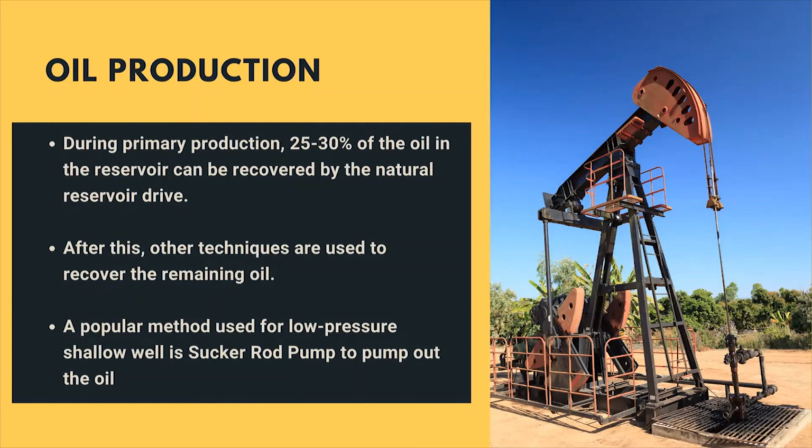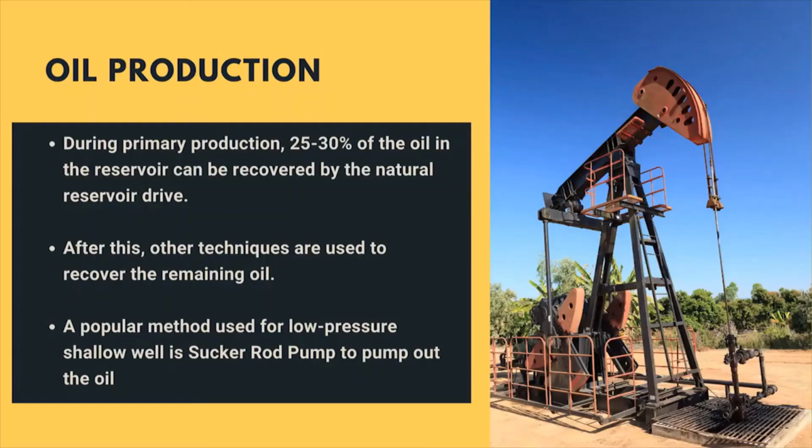But once this starts declining, we have to put up an additional mechanism to take out the oil. One important piece of equipment used is the sucker rod pump. The popular method used for low pressure shallow wells is the sucker rod pump to pump out the oil. This is also known as a nodding donkey. Primarily, the circulatory motion of a motor is converted into a vertical longitudinal movement through which the oil is taken out from the oil well.